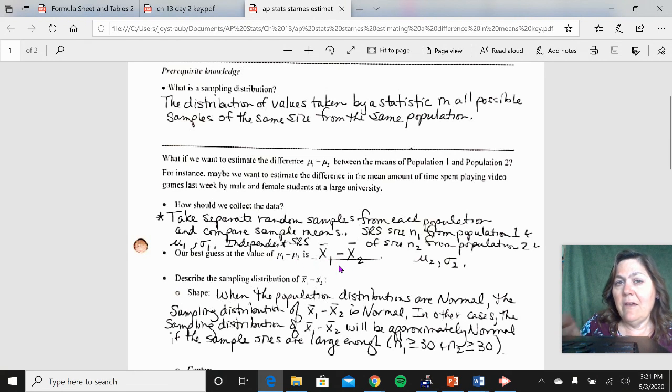Our best guess at the value for the difference of these populations is going to be the estimate of the means of those populations. So we're going to take the difference of those two, and that's going to be our best estimate towards what's the truth about the difference between these populations in the means there. Okay, so describe the sampling distribution.